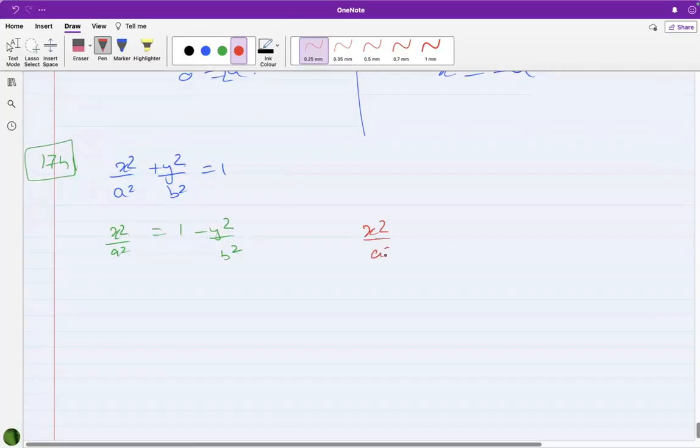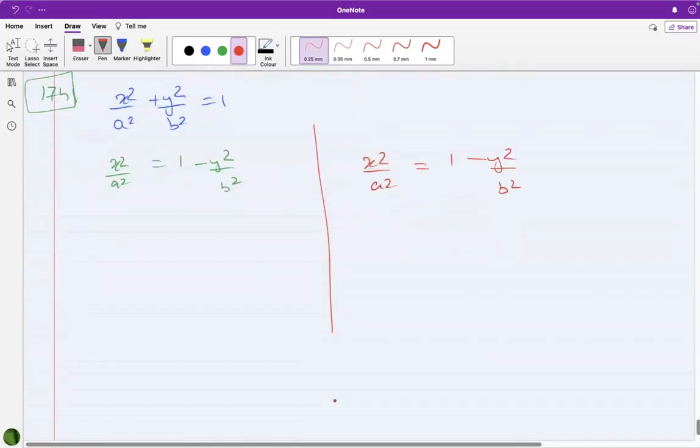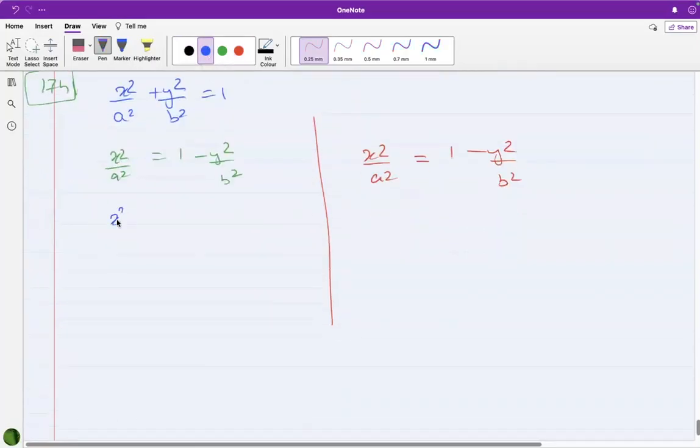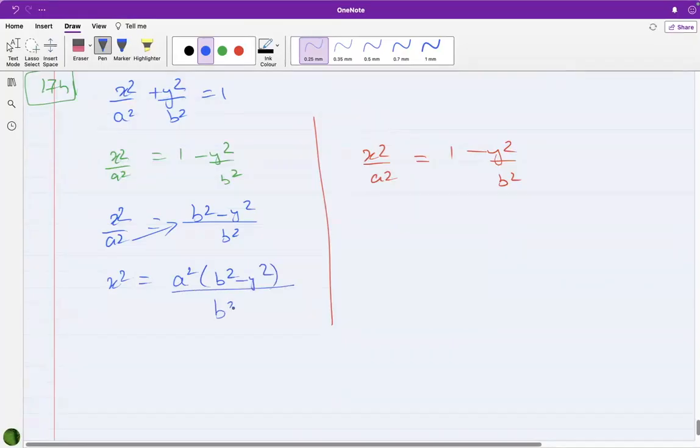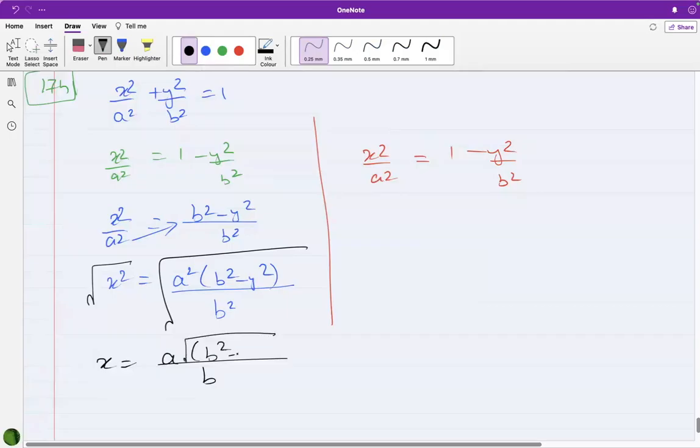X square over a square is equal to 1 minus y square over b square. There are two approaches. One is we take the LCM first. X square over a square is equals to b square minus y square over b square. And then multiplying this a square on the other side, x square is equal to a square into b square minus y square over b square. And now I take the square root on both sides, x is equals to a over b into square root b square minus y square.